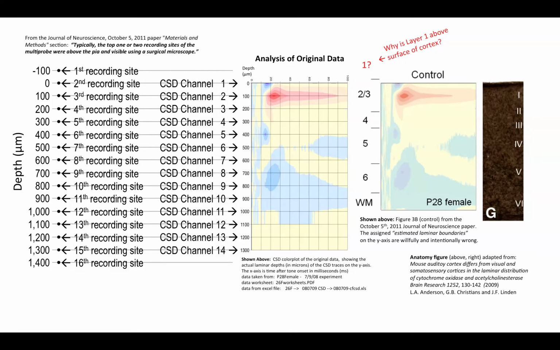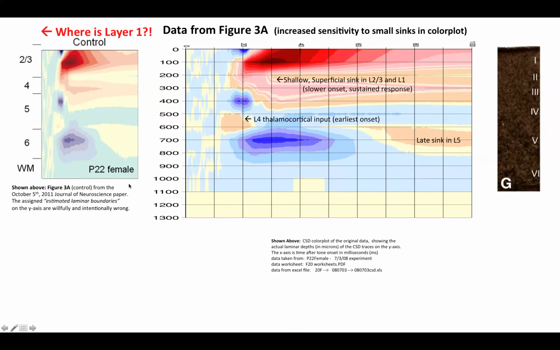And again, this is the data from figure 1b. Now, what I have shown here is just a different way of analyzing the data from figure 3a, where I've increased the sensitivity on the CSD color plot so that I can pick up these smaller sinks. And when you increase the sensitivity, you can actually see that there is a sink down here and there is a sink down here. And in fact, the sink happens to be right in the middle layer. So this is really the early input into layer 4, which they missed completely and never analyzed.